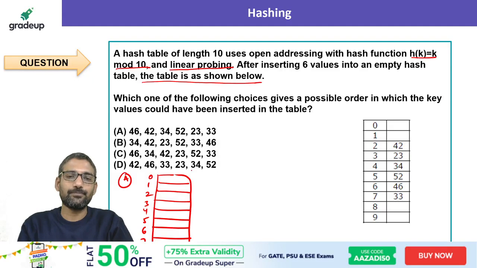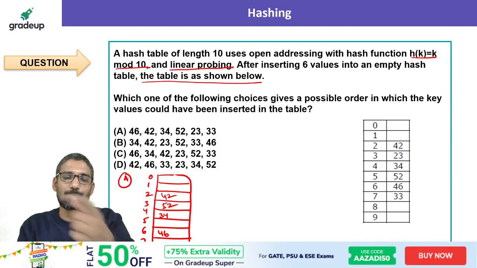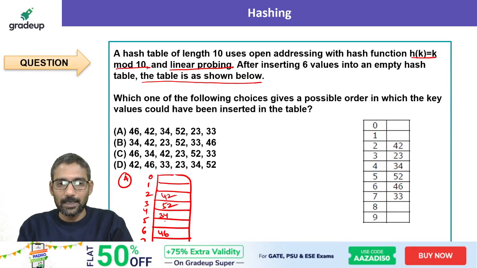Option A. 46 mod 10, 6. 42, 34, 52 will come because 2 is already occupied, the next free slot. 23 will come into 3. 33: 3 is occupied, 4 is occupied, 5 is occupied, 6 is full. So 33 will come here. So is it the table given? No. So let's try with option B.